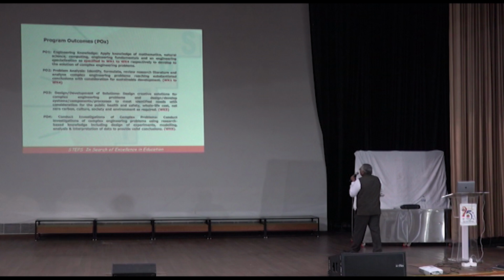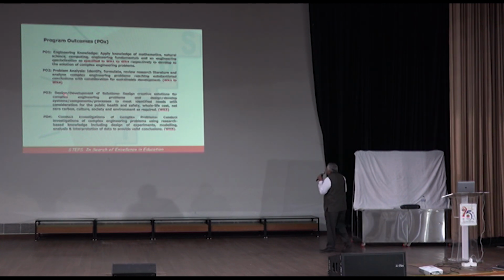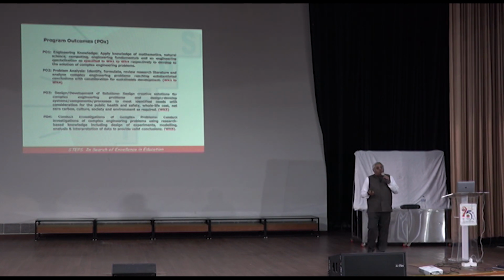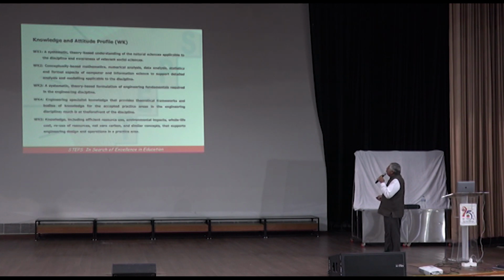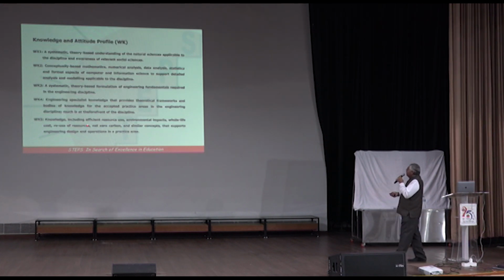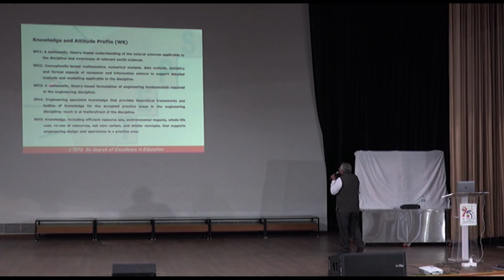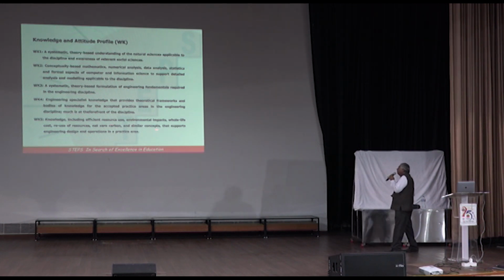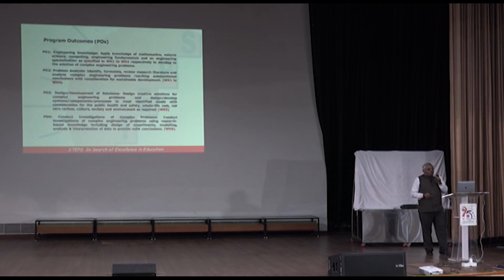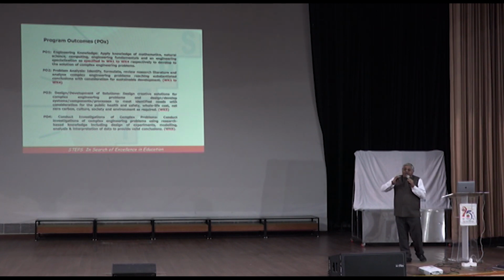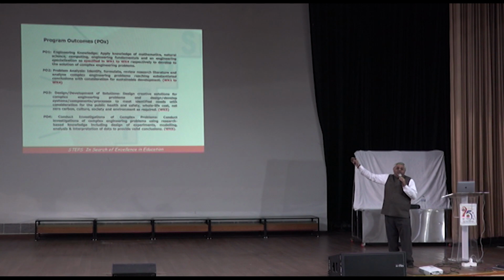Then PO2, again WK1 to WK4. PO3 is only WK5. Now, when I'm talking of only WK5, let's see what WK5 is. WK5 is knowledge, including efficient resource usage, environment impacts, whole life cost, reuse of resources, net zero carbon, and similar concepts. Now we need to look, whenever we are working on each area, at how things are being linked with these WKs for each and every student.